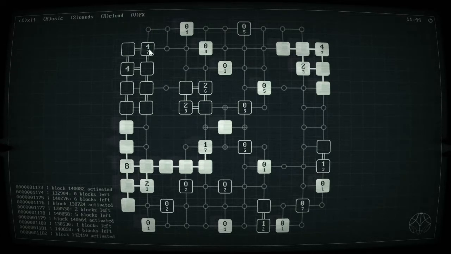This one? The seven needs three more. One, two, three. Never mind. I keep going back to that. My mind wants to figure that one out so bad. Let's see. I don't know where to go first. One, two, three, four, five, six, seven.